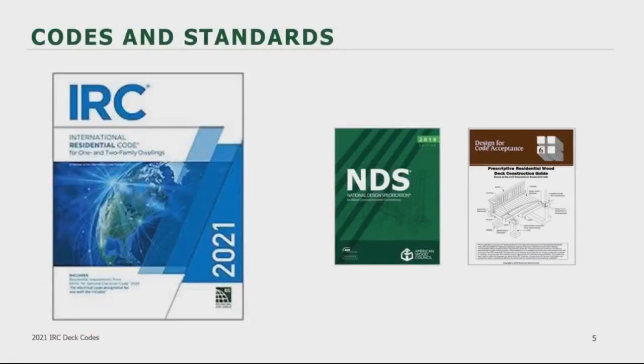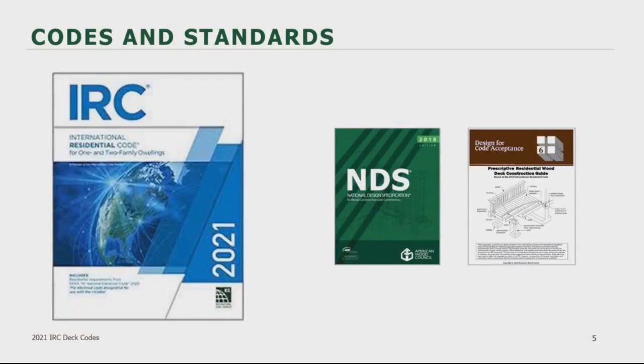Before we jump into the code provisions for decks, it's worth mentioning that the 2021 IRC references the 2018 National Design Specification for Wood Construction, more commonly known as the NDS. If you aren't familiar with the NDS, it's the standard that gives you the design equations for almost all types of wood structural members in the code.